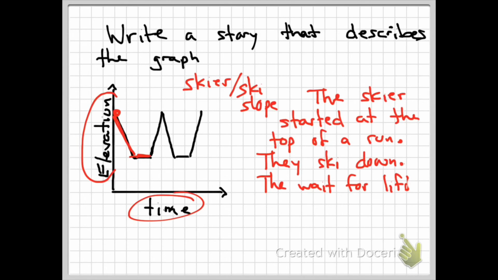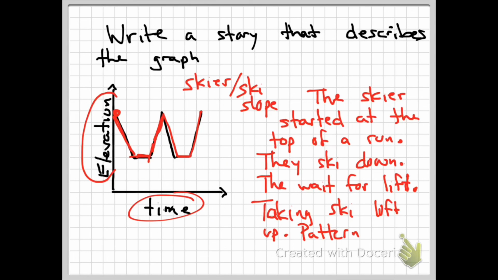So the line going upward would be going upward on the ski lift, taking the ski lift up. And then you can see that the pattern repeats. Skis down, waits for lift, goes back up. And that's pretty much what skiing is. Okay? So something to that effect would be appropriate for this graph interpretation.